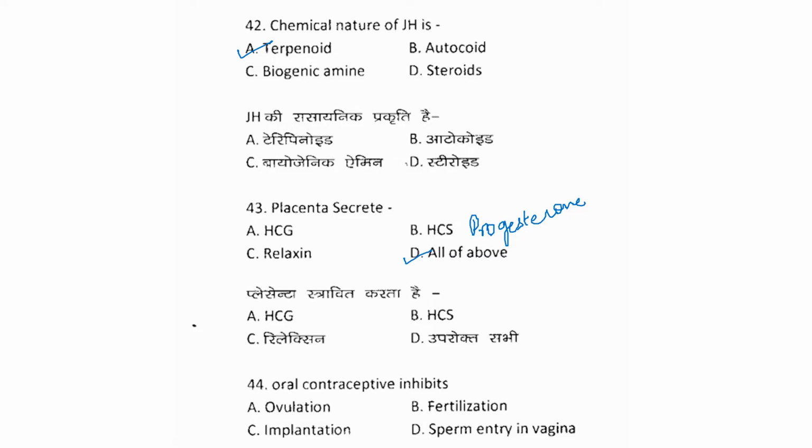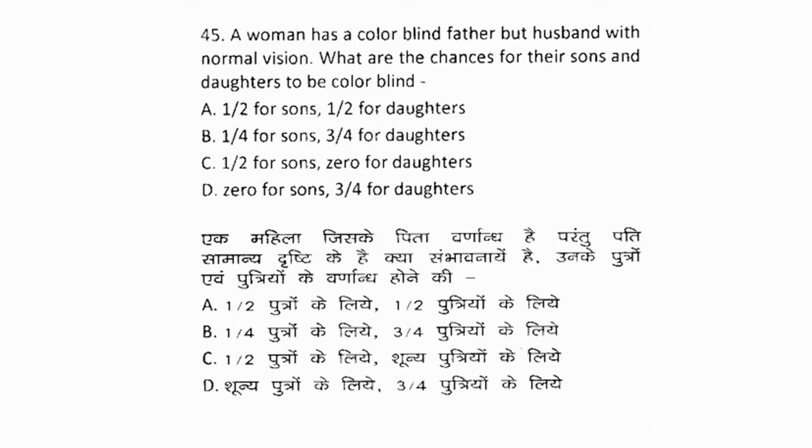Now the next question is oral contraceptive inhibits ovulation, fertilization, implantation or sperm entering the vagina. So the correct answer is ovulation. Oral contraceptives inhibit ovulation. So the next question is a woman has a colorblind father.